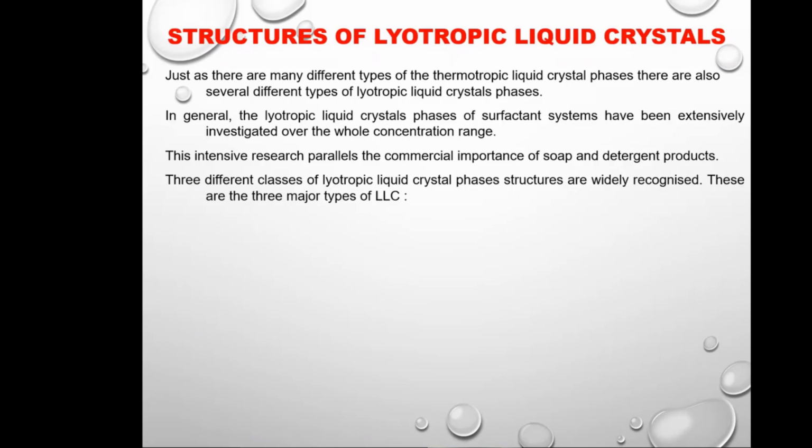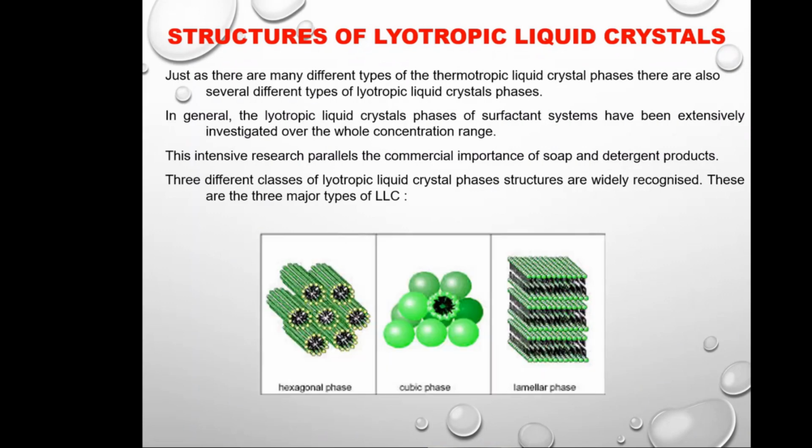Whereas in thermotropic liquid crystal, the organization of the molecules, hence the texture of the liquid crystal, depends only on the temperature, so the movement of the molecules inside the phase. The three main classes of lyotropic crystal structures are widely recognized. These are the three major types of lyotropic crystals. So we have the hexagonal phase, the cubic phase, and the lamellar phase.